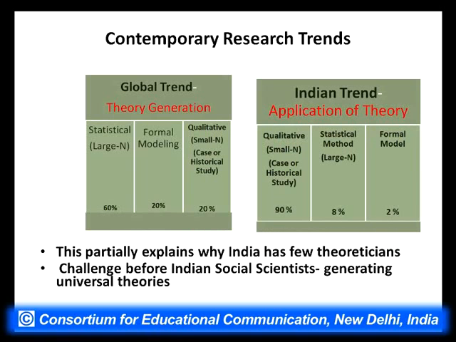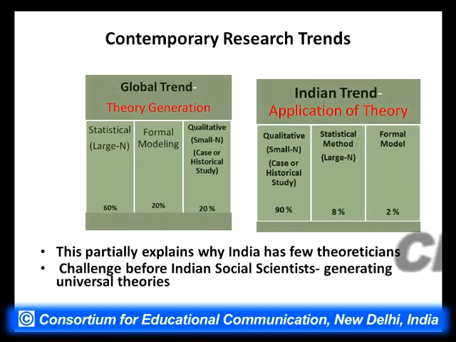So formal modeling is again very popular, and if I have to tell you the exact percentage, if you see the best of the journals in the world, 60% of the articles you will find are statistical, nearly 20% of the articles are formal modeling, and only 20% of the articles are case study or historical. Keep in mind that case study and historical studies are by and large qualitative studies, and as I told you, in case studies or historical studies you will have just one case or a small number of cases.